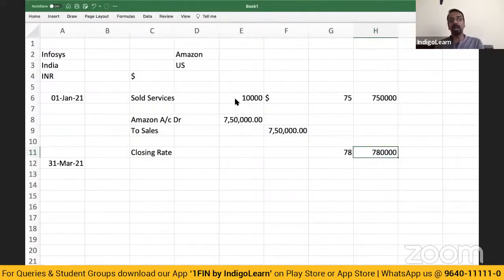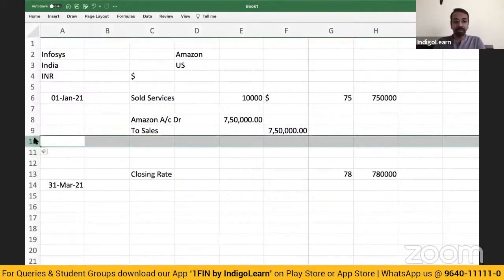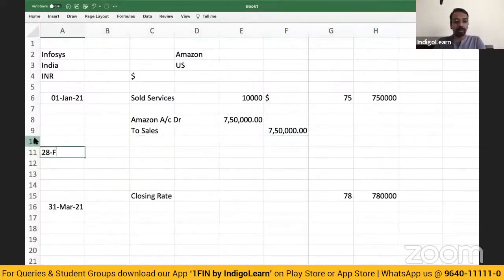Now you may have a doubt. What if Amazon paid us the amount on 20th March? Possible? Yes, possible. So there could be a scenario where Amazon paid us the amount on 20th February. Sorry, not 20th March. I'm saying 20th February. And the exchange rate is 76. What will happen in that case? This is scenario 1.